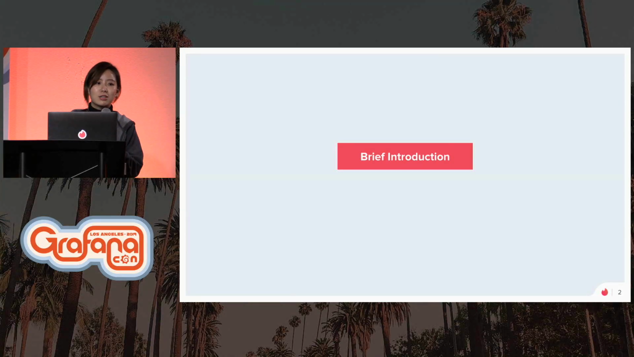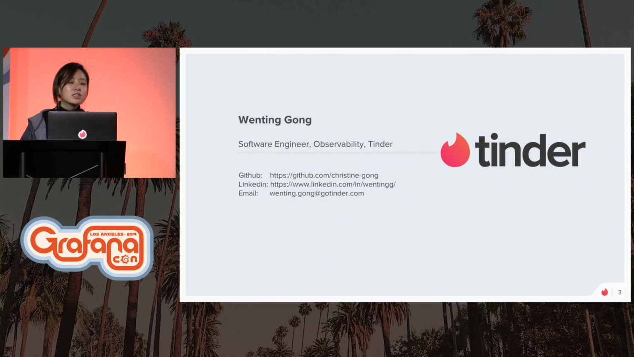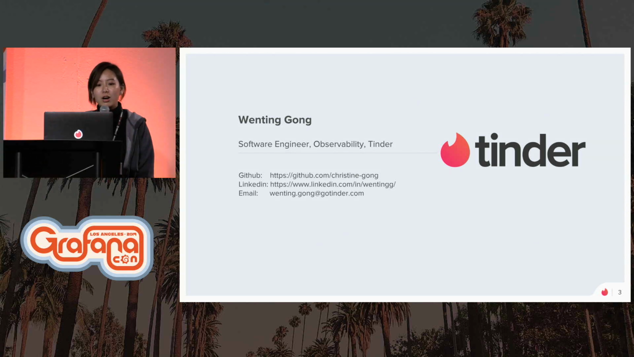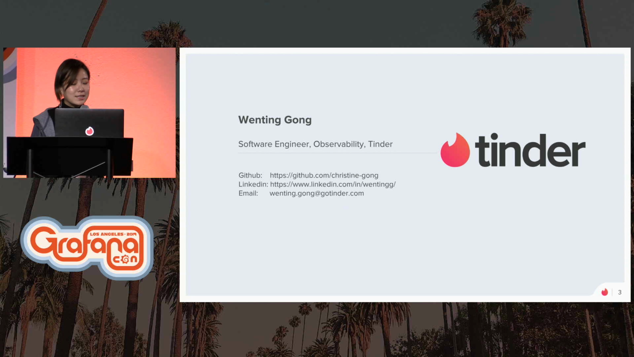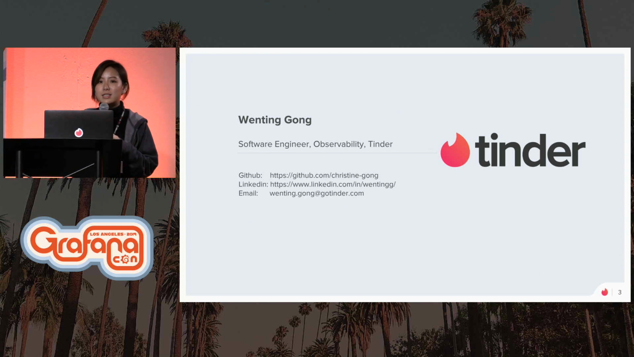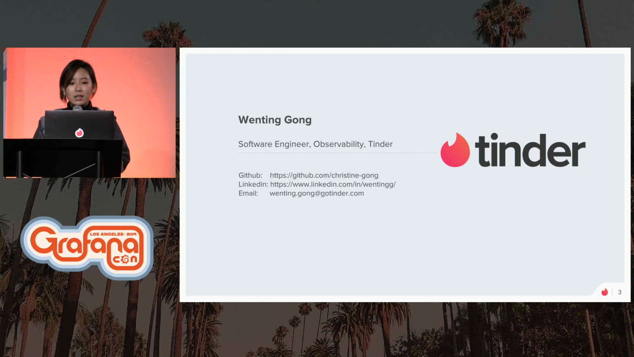Before I get started, I would like to give you a brief introduction of myself and my company. My name is Gong. I'm a software engineer working in Tinder's observability team, which mainly focuses on monitoring, alerting, and logging.